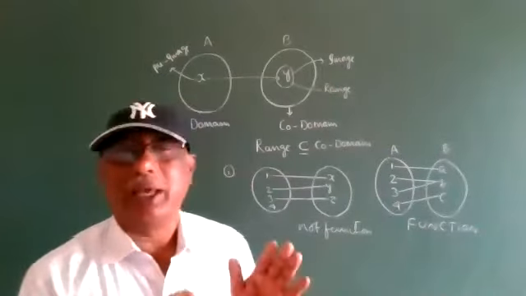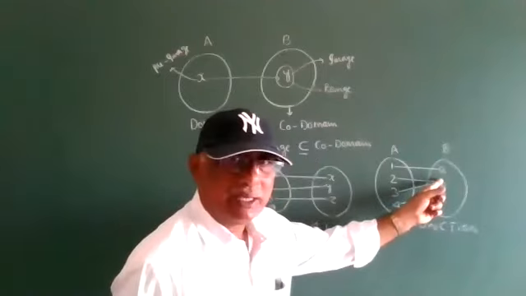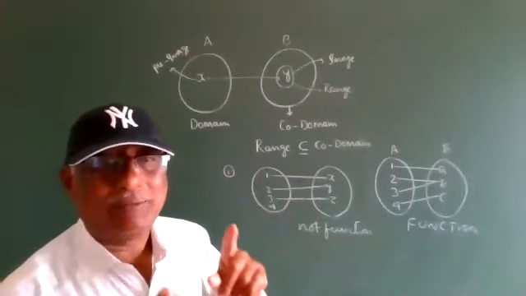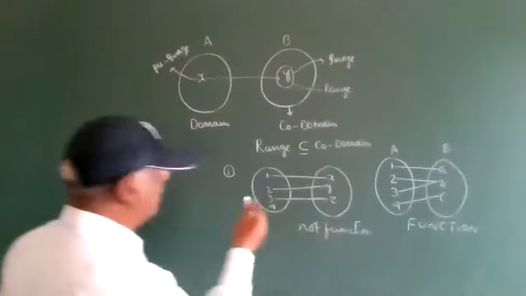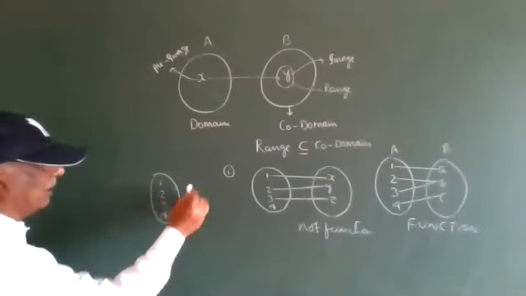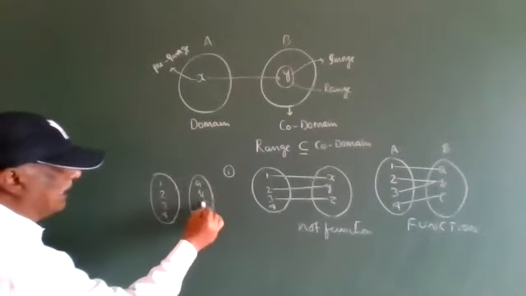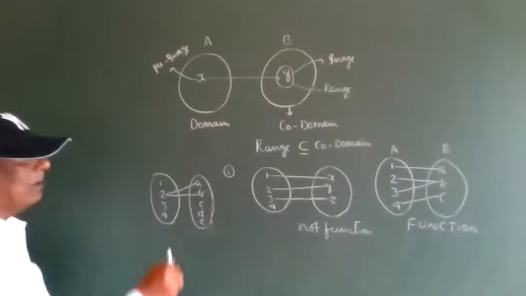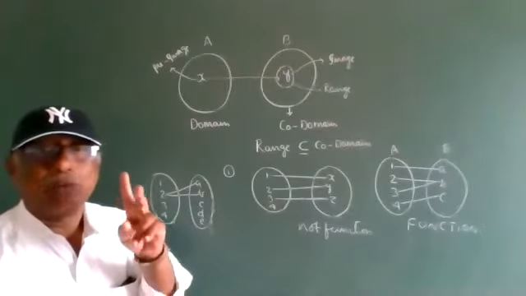Next, the second condition: two images never have one pre-image. Here, one image has one pre-image, and one image has two pre-images, no objection. For example, I will draw one figure. Here, A, B, C, D, E. A and B both have the one image, so two pre-images have one image.